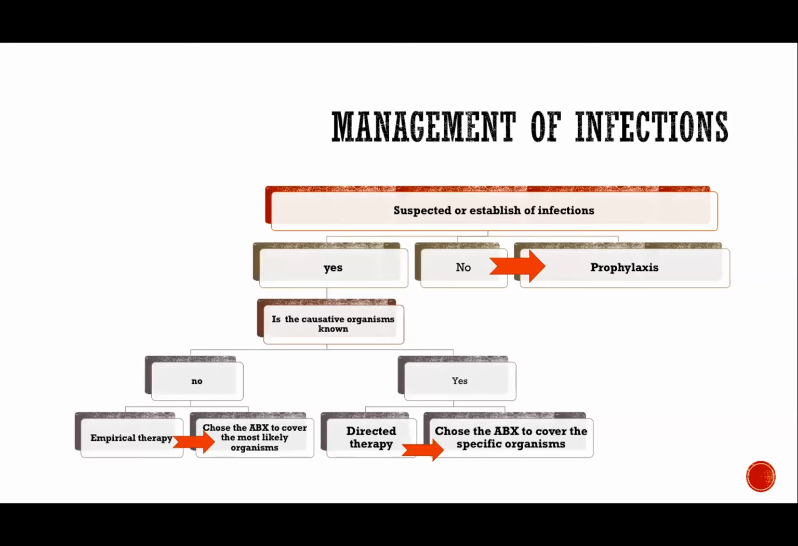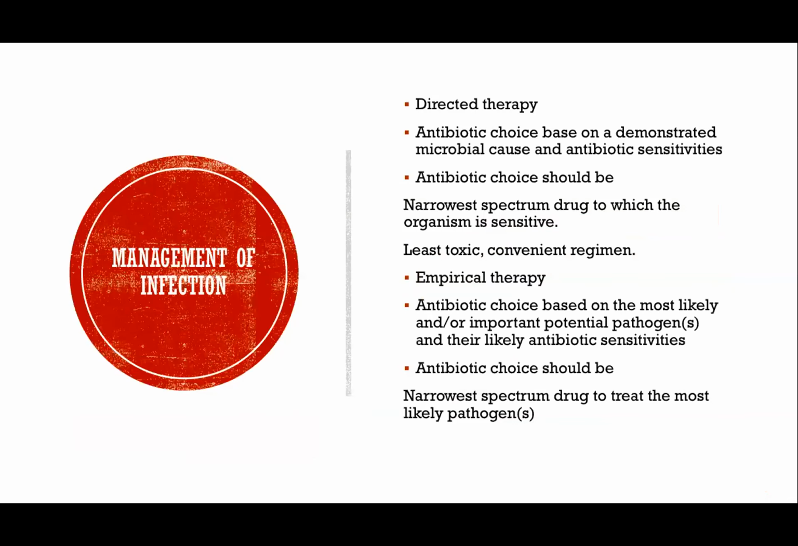In terms of empirical therapy, when we start and we don't know the organism, we're going to cover the most likely organism. So we choose the antibiotics that have the spectrum to cover the most likely organism. And remember, there is a chance that it could be caused by something else and may not be sensitive to the antibiotic. In that case, the patient is not going to respond to the antibiotic.